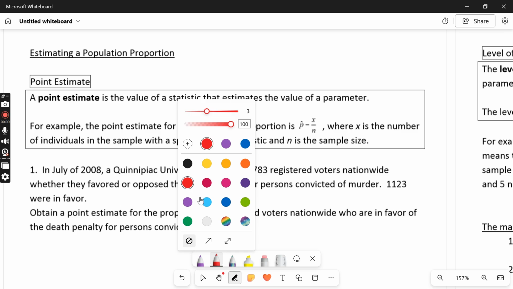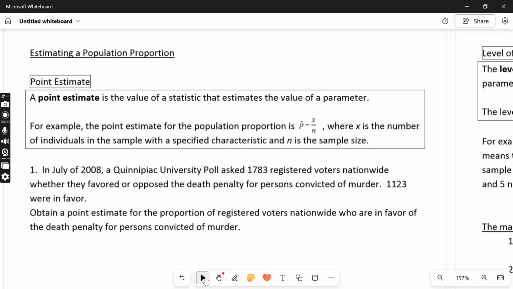Let's get started. We're going to talk about estimating population proportion and confidence intervals today. So we've talked about a point estimate. That's actually what we talked about last week. In order to find that, we're going to do the number of people that said yes, or that characteristic, divided by our sample size. So let's just start with number one.